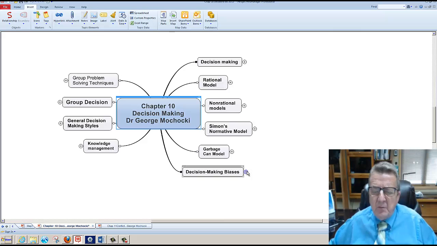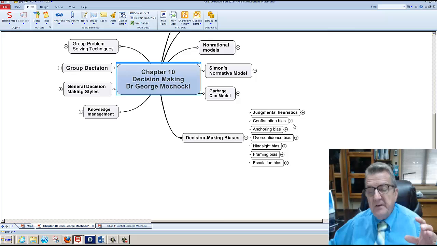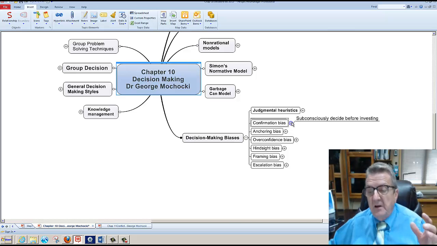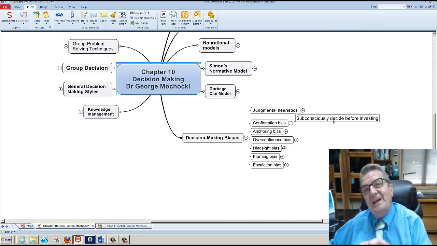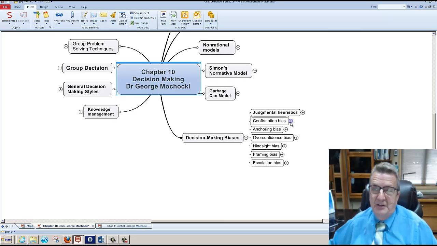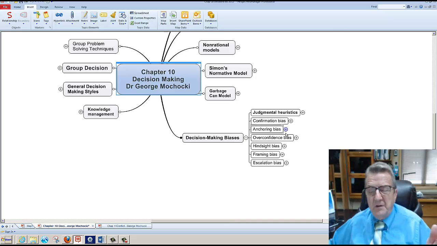Decision-making bias. Now, when you're making a decision, you have to look at it. We all have our bias. Sometimes we have a confirmation bias, and all that means is subconsciously deciding before we investigate. Some managers already know what the answer is, and they do all this other stuff just to justify their outcome. Anchor bias means how much information in the question leads to the answer one is looking for. So make sure we all have our kind of bias.